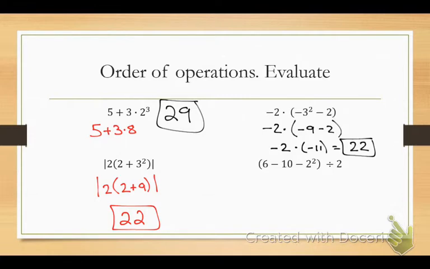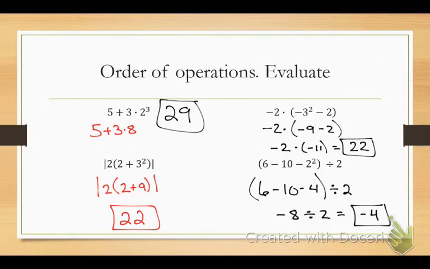Negative 4. Because the negative 2 is not in its own parentheses. Do you see that? So it's negative 4. 6 minus 10 minus 4. What's 6 minus 10? Negative 4. And negative 4 minus 4 is negative 8. Divided by 2 is negative 4.